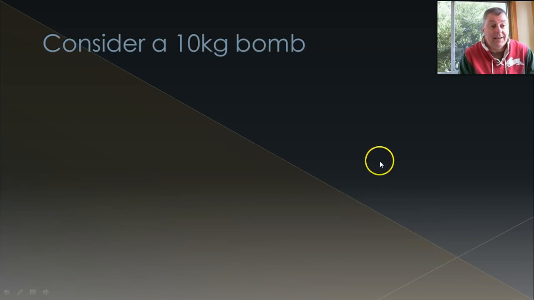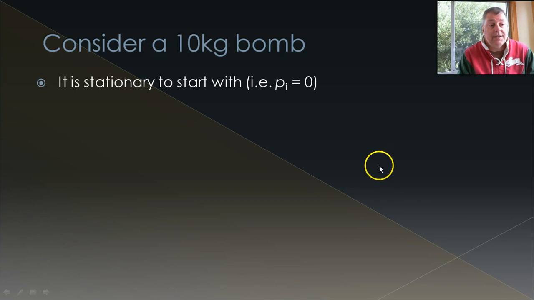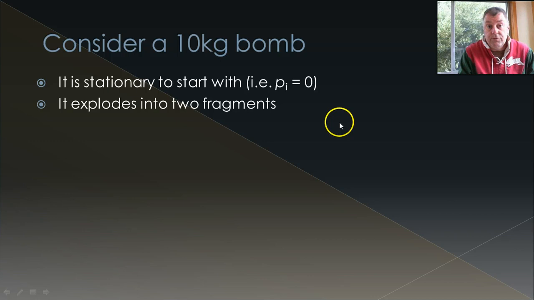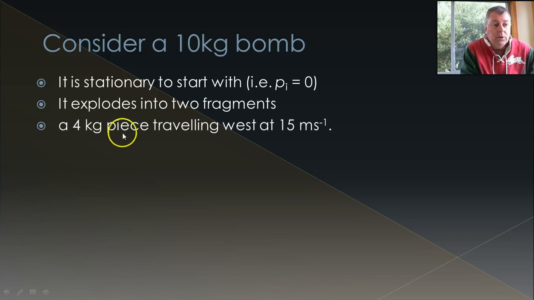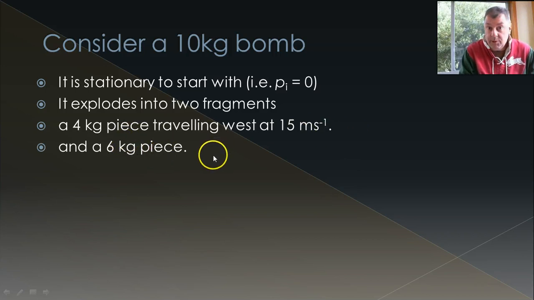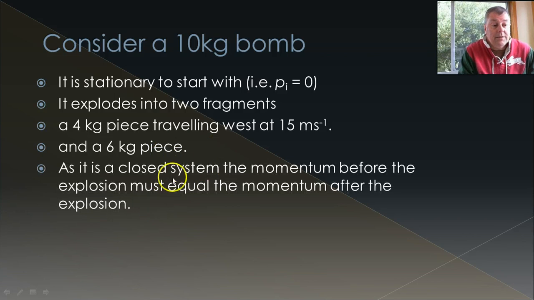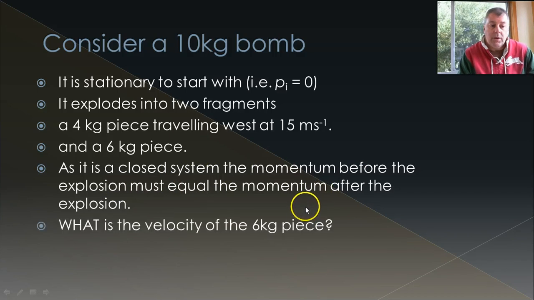So let's consider a 10 kilogram bomb. Initially it's stationary, so the initial momentum is zero. It explodes into two fragments. We have a 4 kilogram piece travelling west at 15 meters per second. We must therefore have a 6 kilogram piece travelling somewhere. We don't know. We're going to work that out. As it is a closed system, the momentum before the explosion must equal the momentum after the explosion. So our question is, what is the velocity of the 6 kilogram piece?